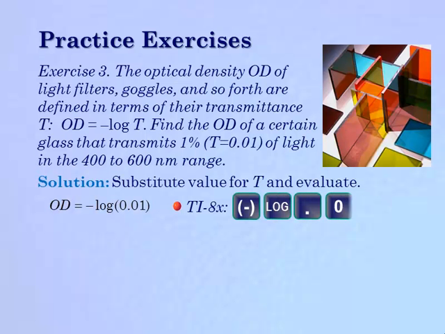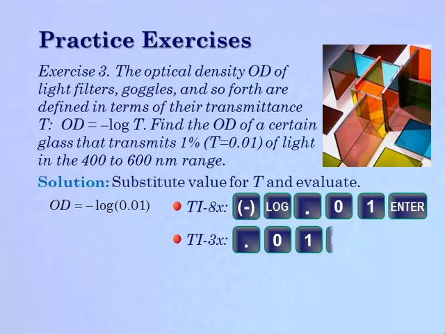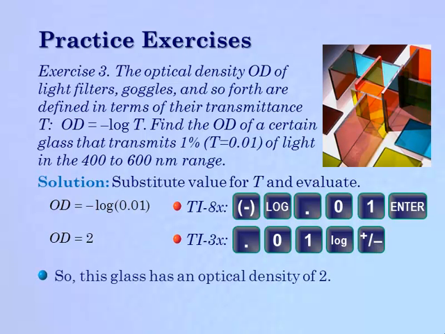What is the negative log of 0.01? On a TI-80 series calculator, you have to press the change sign, negative, log, 0.01 and press enter, and you'll get your result. And on a TI-30 series, you enter the value first, 0.01, and then press log, and then change the sign to make it positive. And then OD will equal 2. So this glass has an optical density of 2, which you probably knew already, because it's a log of one-hundredth, 10 to the minus 2.